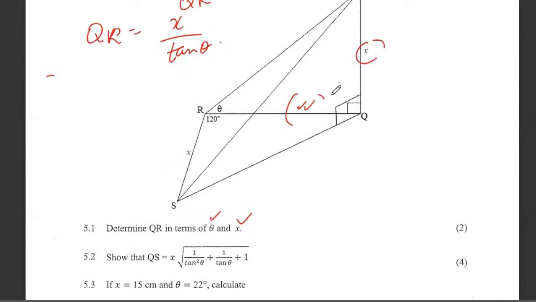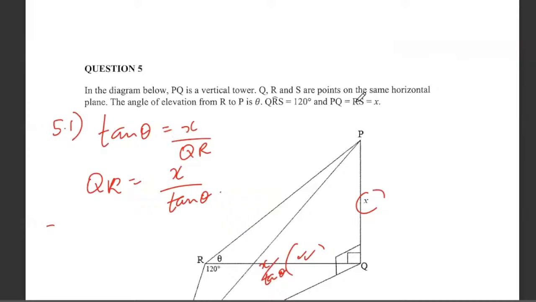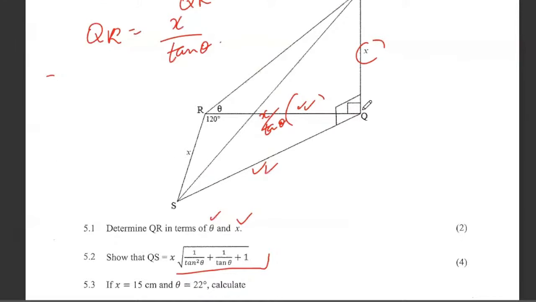Then 5.2, they want us to show that QS, this distance, is giving us this whole expression. So we have QR as x over the tan of theta. Okay, so what are we going to use? It has to be the cosine rule.